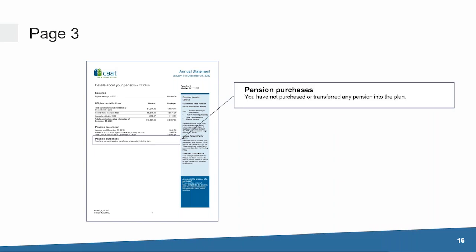The final section will show any DBplus pension purchases and will show by type of purchase. Purchases that were processed prior to December 31st, 2020 will show on the 2020 statement. Any purchases that were initiated in 2020 and completed in 2021 will show on the member's 2021 annual statement.